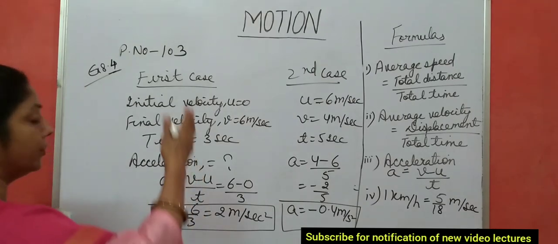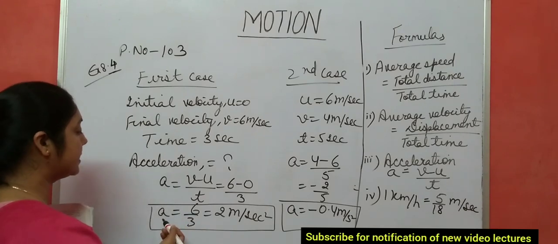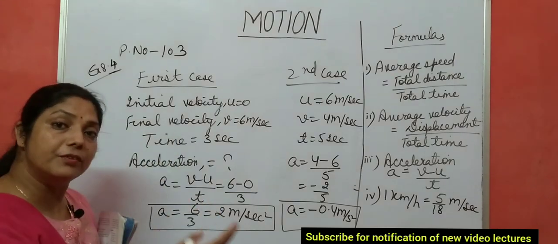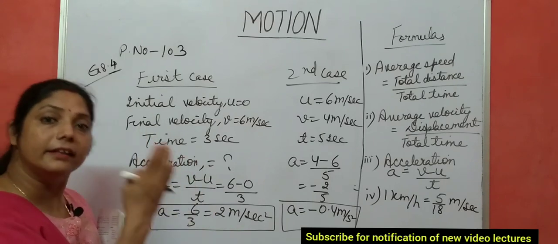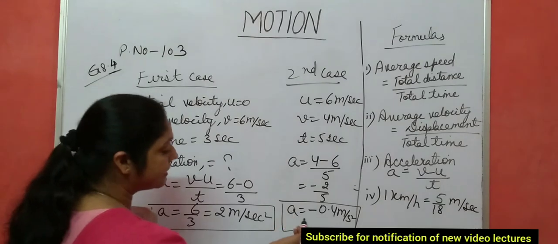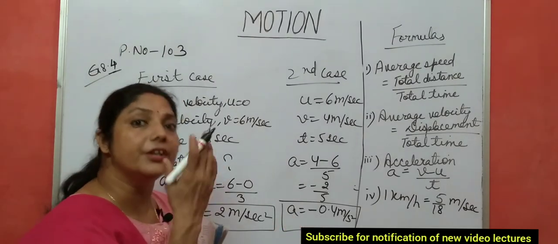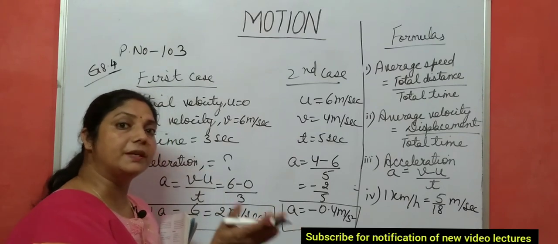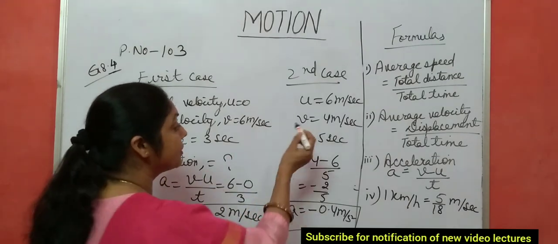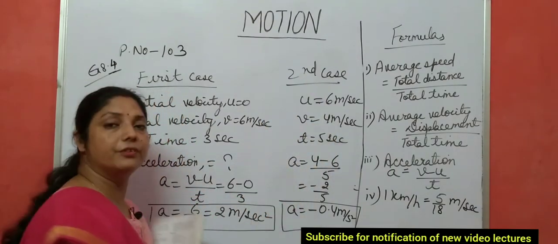In this way, you calculate acceleration in the two cases. You know that the first is positive acceleration, which means its final velocity is greater than the initial velocity, so its velocity increases with time. And this acceleration is negative, which means this is the case of retardation, where speed decreases after some time. It means the final velocity is less than the initial velocity. This is the case of retardation.